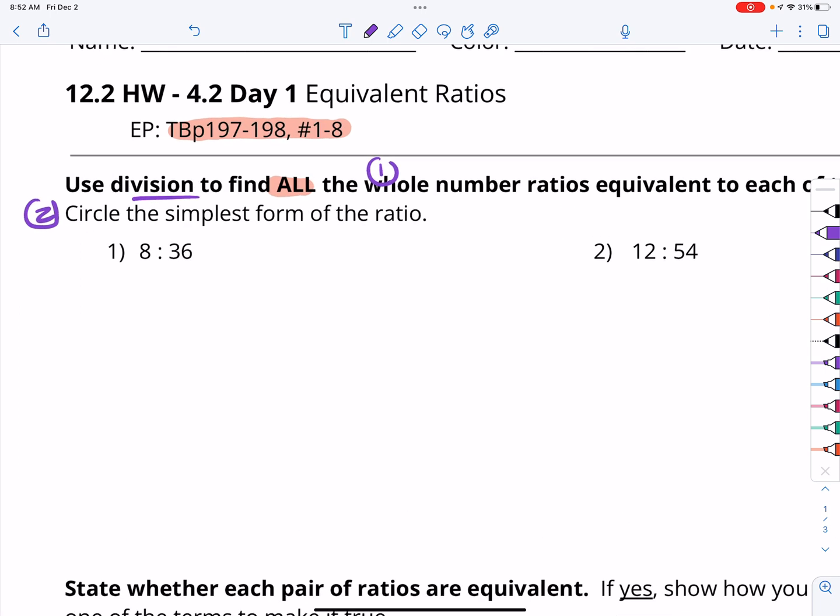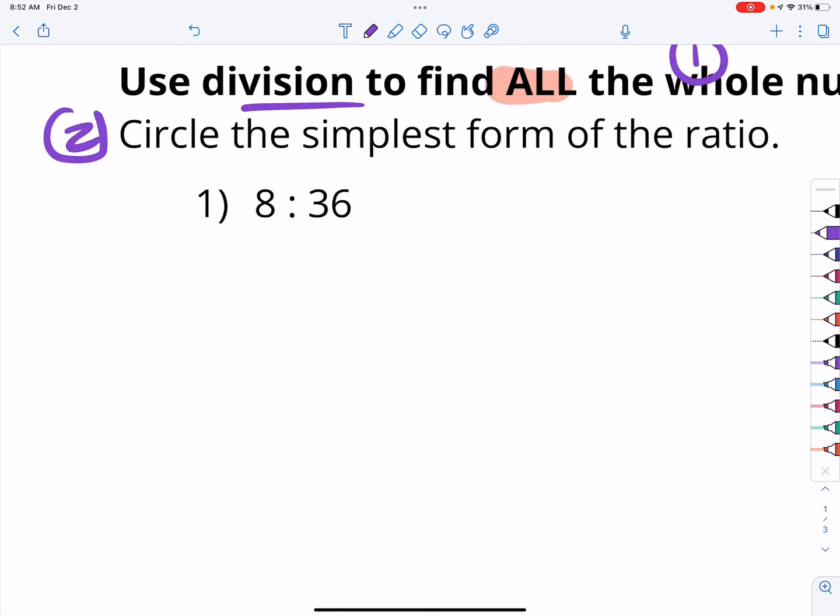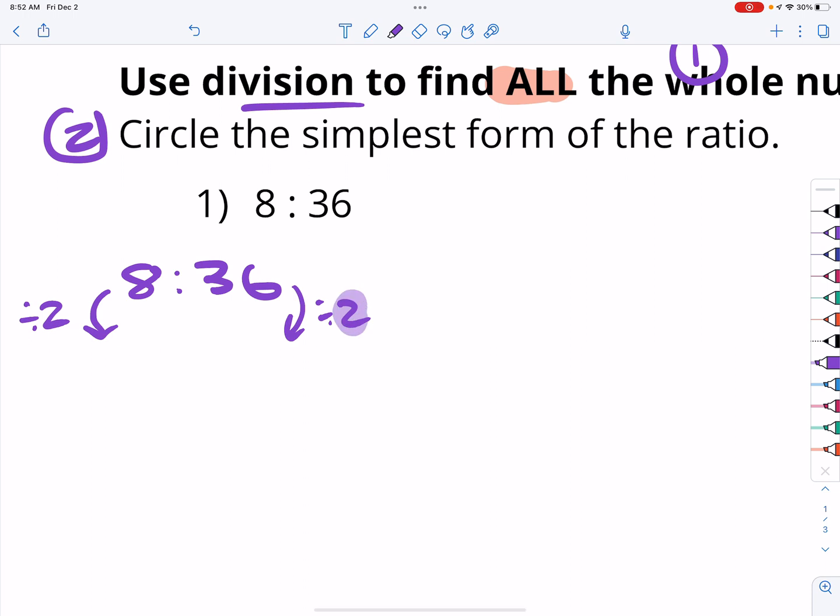That means I need to think about what numbers 8 and 36 are both divisible by. I'm going to rewrite this over here to give myself a little more space to work with. I know they're both even, so I'm going to start with that because that's my easiest bet. Remember, when using division to find equivalent ratios, you have to divide by the same thing, because we want the ratio to not change in value, just change in the way it is written. So 8 divided by 2 is 4, and 36 divided by 2 is 18.